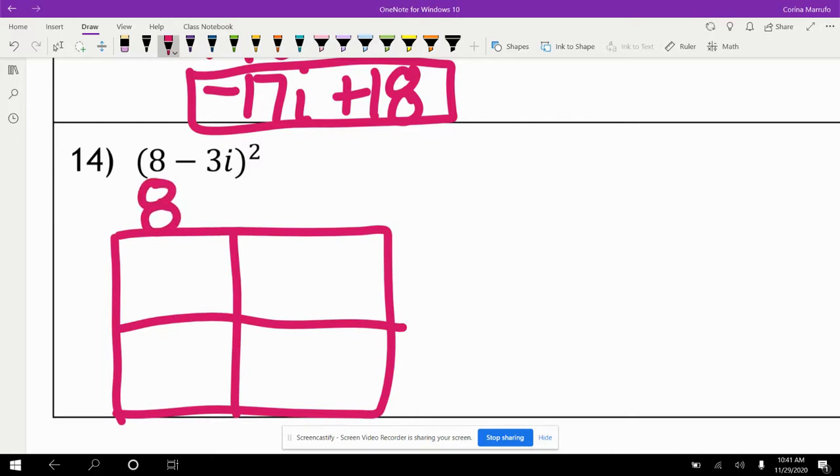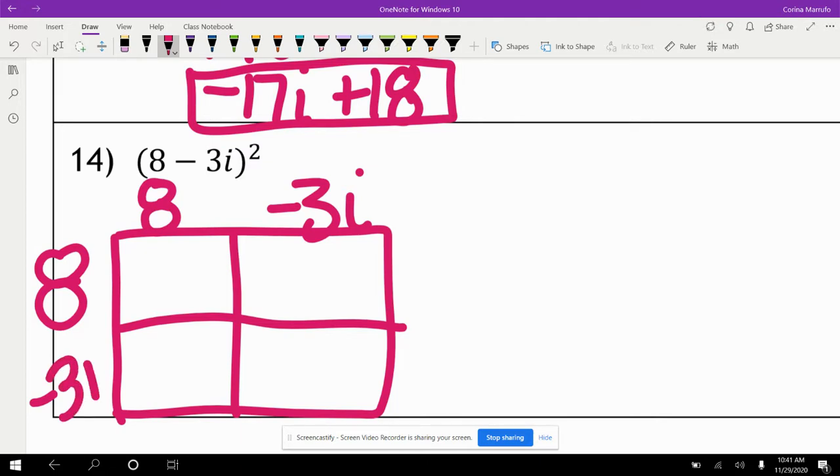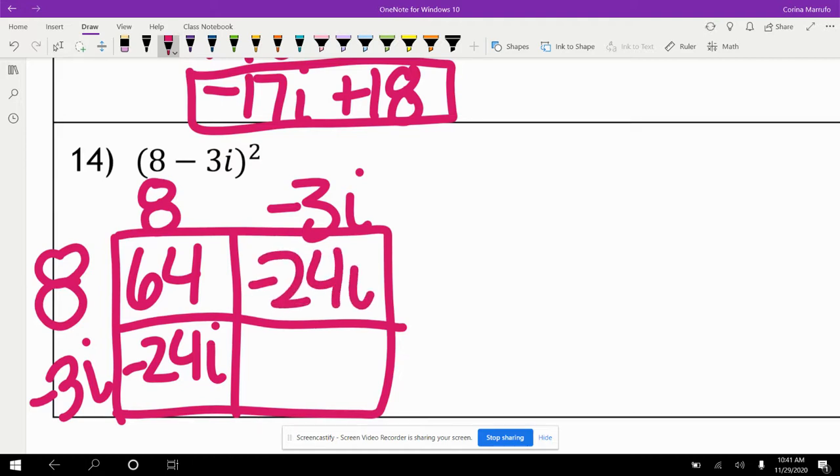So we have 8, negative 3i, 8, and negative 3i. Remember, 8 minus 3i squared is the same thing as 8 minus 3i times 8 minus 3i. So we multiply: 8 times 8 is 64. 8 times negative 3 is negative 24i. 8 times negative 3 is also negative 24i. And negative 3 times negative 3 gives us a positive 9, and i times i gives us i squared.